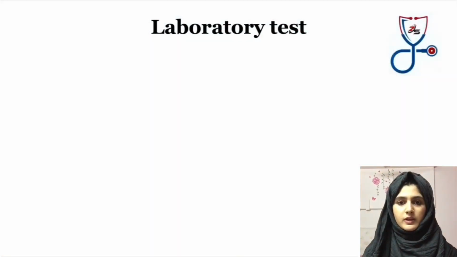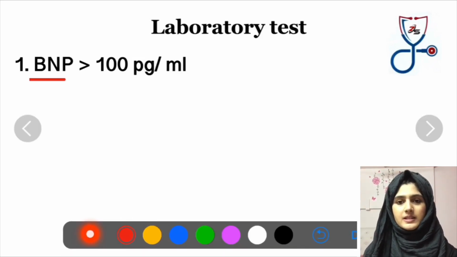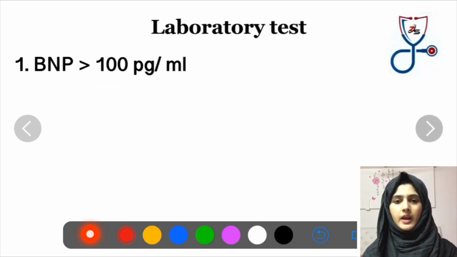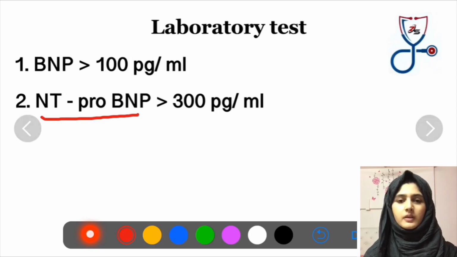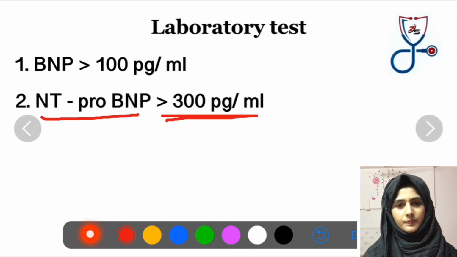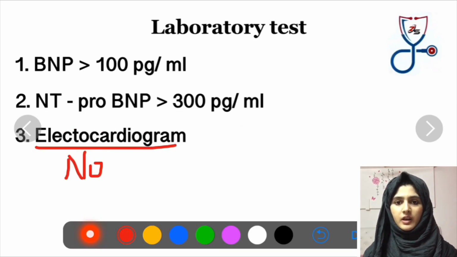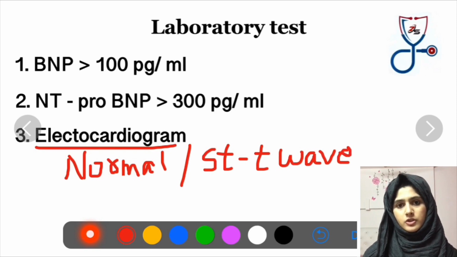Laboratory tests. First one is the BNP test, brain natriuretic peptide test. It is a blood test that measures the level of a protein called BNP, which is made by the heart and blood vessels. BNP levels are more than 100 when you have heart failure. NT-proBNP. It is N-terminal prohormone BNP. If it is more than 300, then it is an indication of heart failure. Electrocardiogram. In heart failure, the electrocardiogram may be normal or there may be ST-T wave changes.